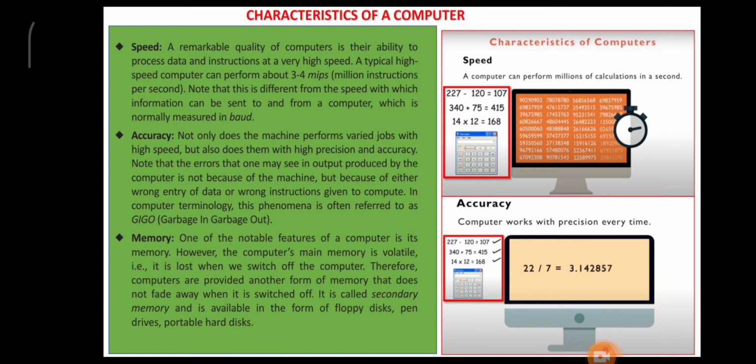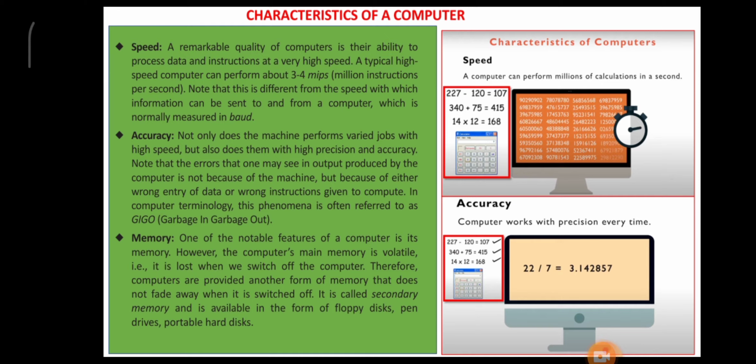22 divided by 7, see, 3.142857. If you calculate it manually, you may make some mistakes, but the accuracy part of it is very accurate. Even if you want many decimal places, for example a 10-digit decimal, that also is calculated by the machine accurately. So on the accuracy part, the computer is much more reliable than a human being.